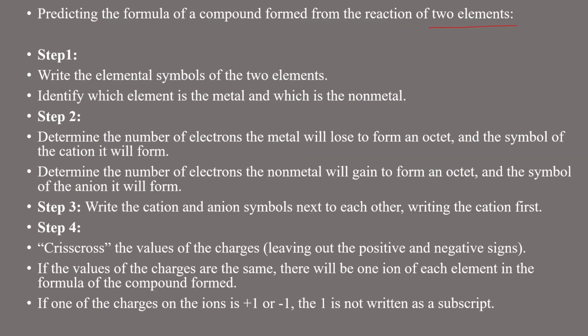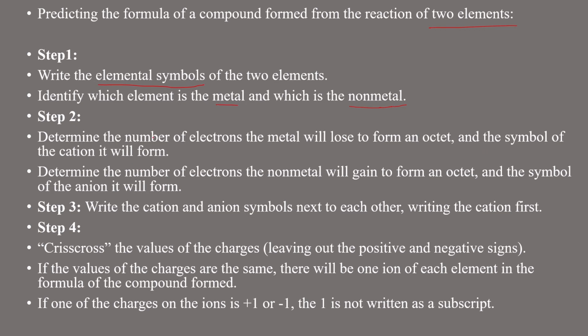Let's see how to predict the formula of a compound formed from the reaction of two elements. Step one for this is to write elemental symbols of both elements, then identify which element is metal and which element is non-metal. And that you can identify from the periodic table. Elements on the left-hand side are metals, and elements on the right-hand side are non-metals, and you have to identify the regions where they are.